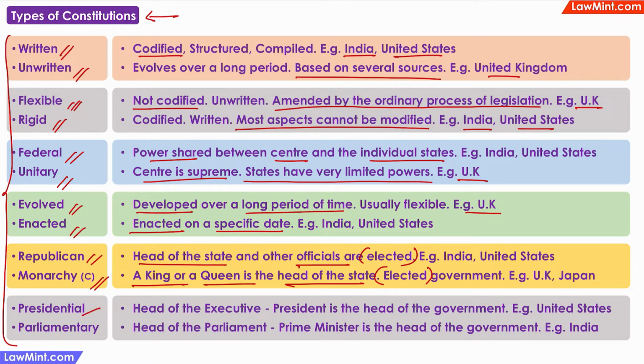The Constitution can follow a presidential model, like in the US, where the head of the executive branch, that is the president, is the head of the government. Or it can follow a parliamentary model, like in India, where the head of the legislature, that is the prime minister, is the head of the government. Now, a point that is obvious here is that a country's constitution may have several of these qualities or attributes simultaneously. For example, the Indian Constitution is written, rigid, federal, enacted, republican, and parliamentary.